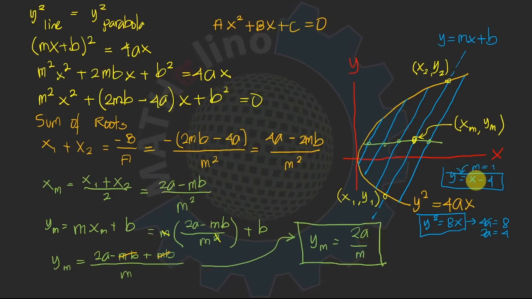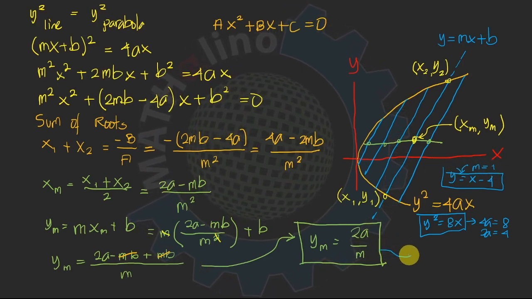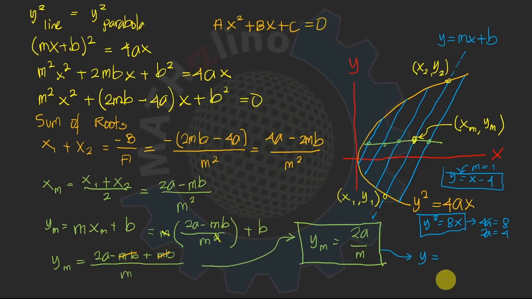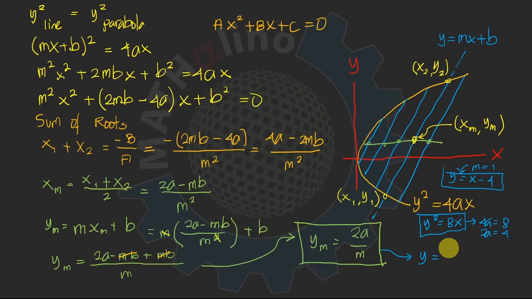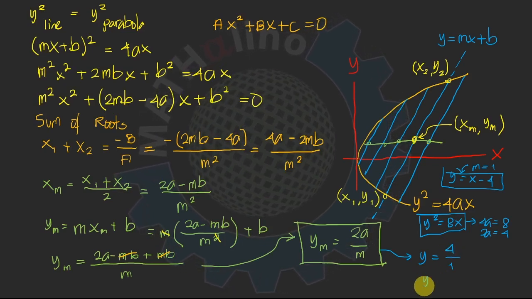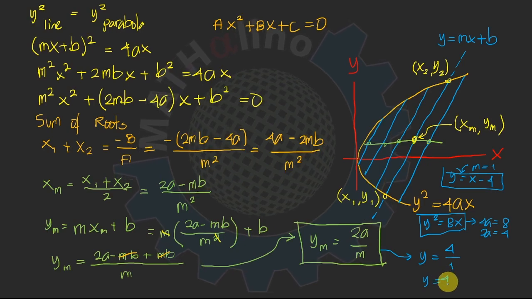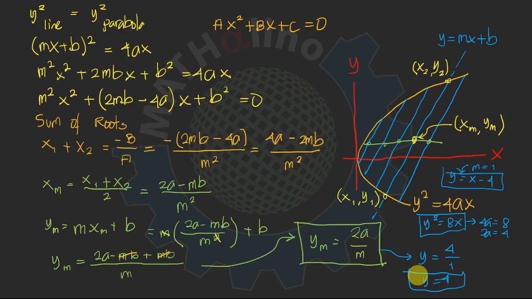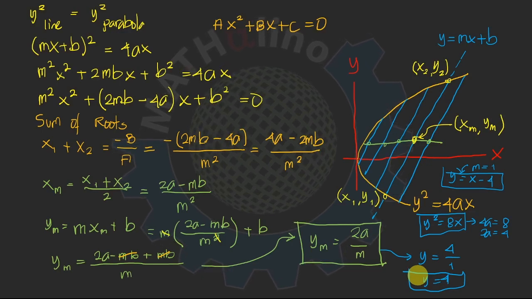M is equal to 1. That's why if we are going to use this equation, what the result will be, y is equal to 4 all over 1, which is our answer. Y is equal to 4. Okay? This is the equation of our diameter. Okay, that's it for the CE board problem.